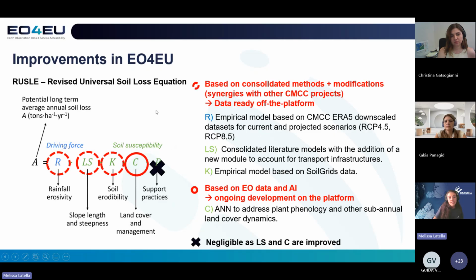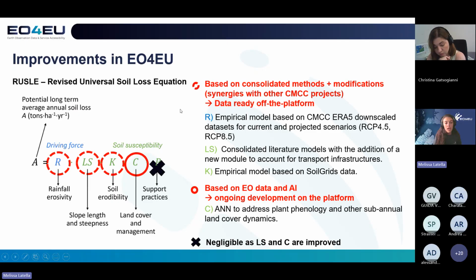In the service, at the end of the project, you will see the entire computation. And of course, we have to handle also the other factors. And basically, you will see that on the EO4EU platform, there will be datasets for the factors here in dashed red line. And these factors will be computed with the consolidated methods with some modifications, for instance, for the LS factor. And the datasets are now ready off the platform and will be deployed very, very soon.